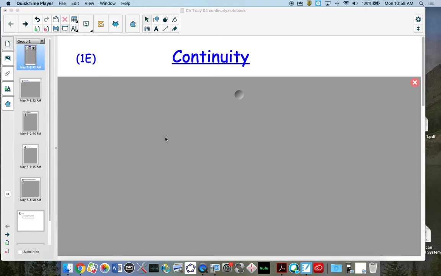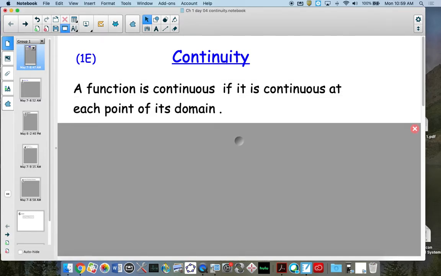Okay, so we're going to move on to continuity. If I go too quickly, you can just hit pause, obviously. But most of these ideas you should be familiar with already. So, we say that a function is continuous if it's continuous at each point of its domain.